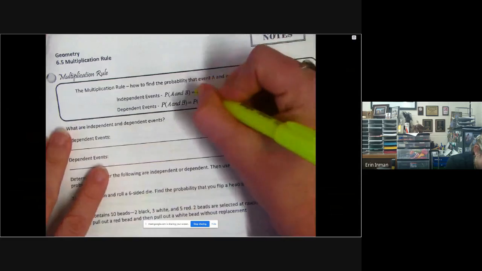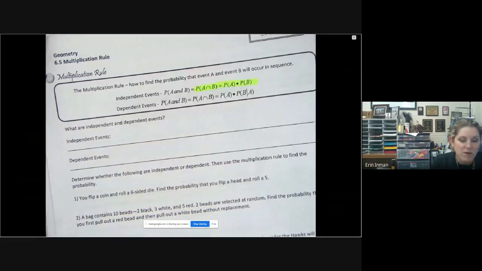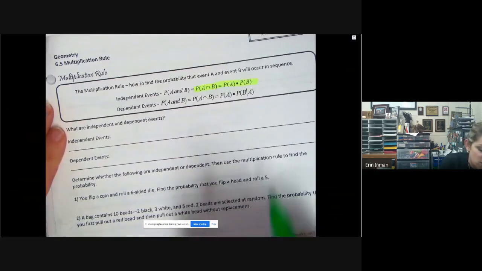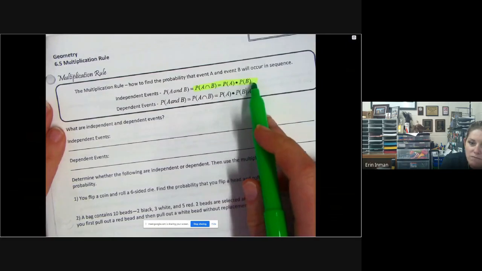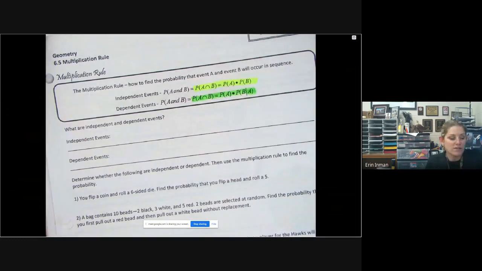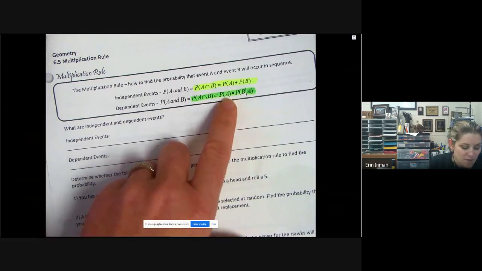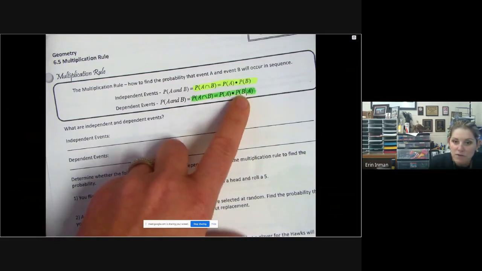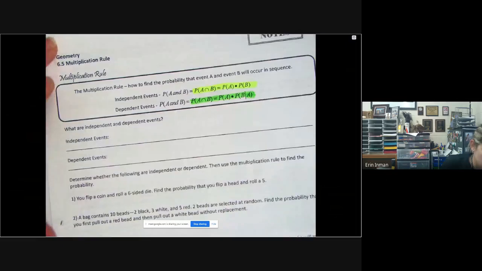If it's independent, this formula holds true: the probability of A and B happening is the probability of A times the probability of B. If it's a dependent event, then it's the probability of A happening times the probability B happens given that A has already happened. So let's talk about what this means.